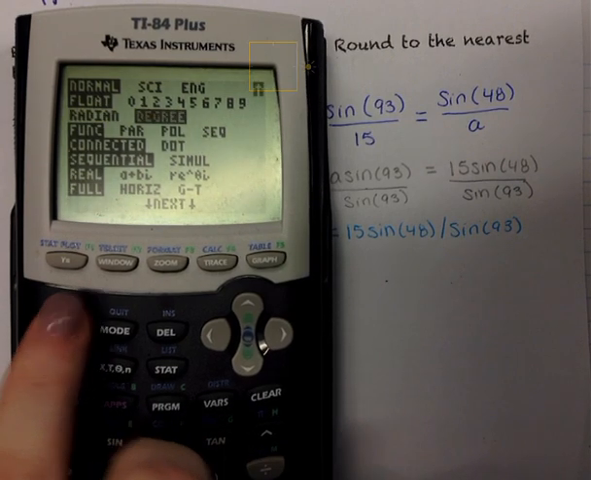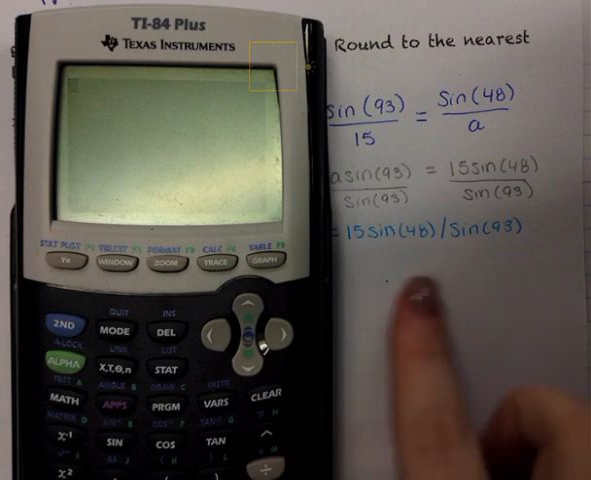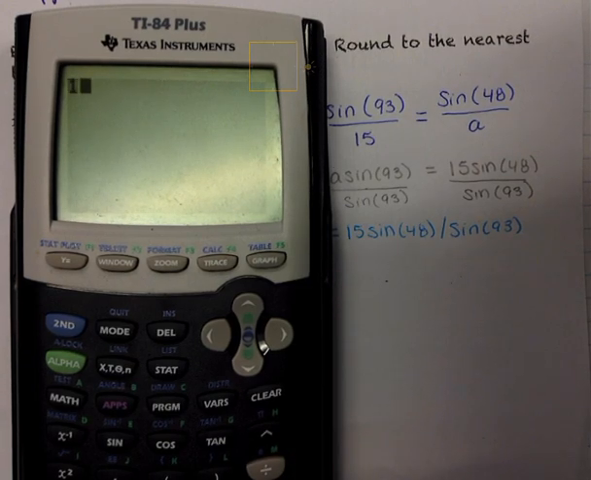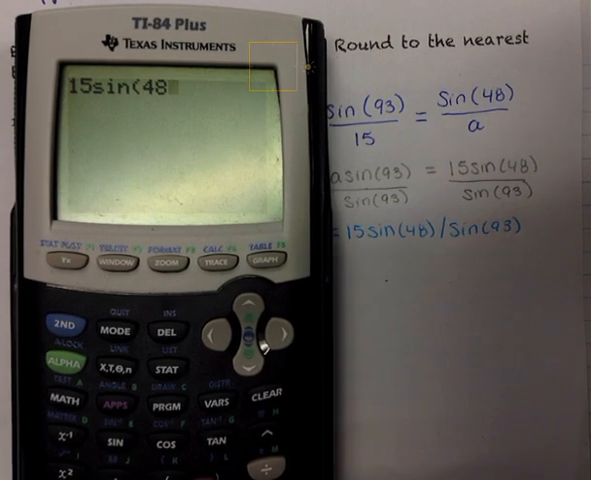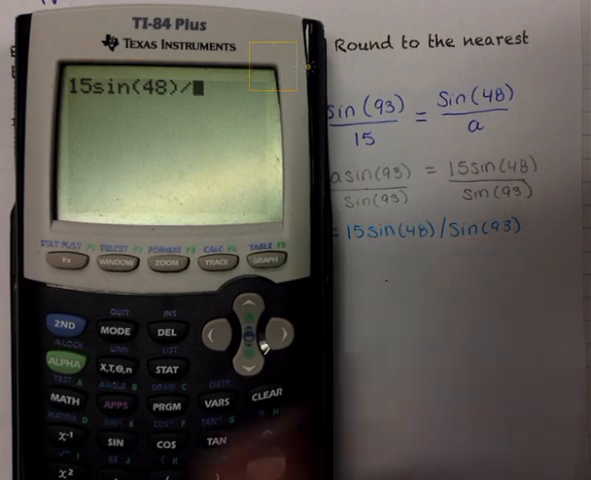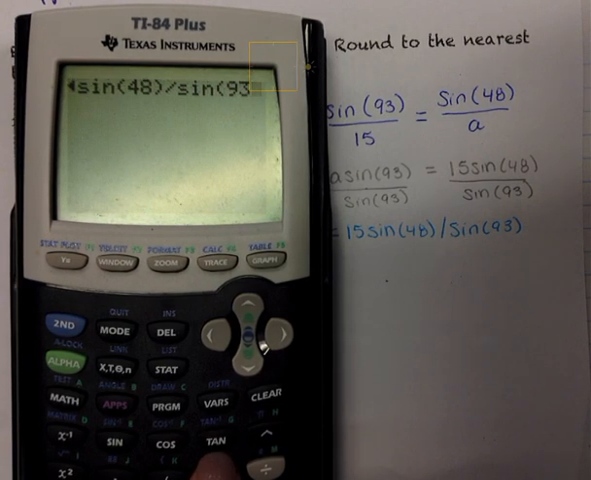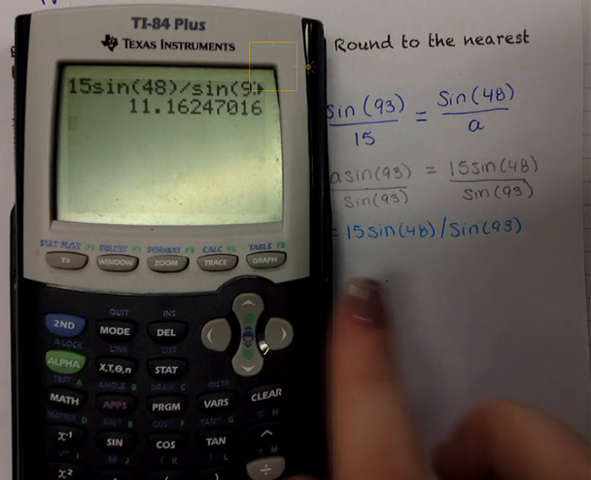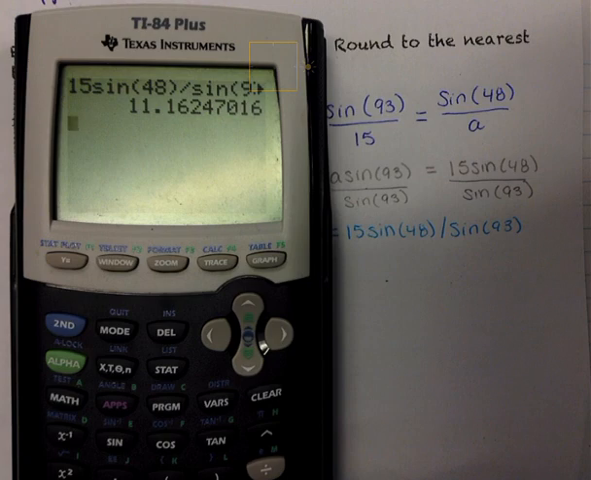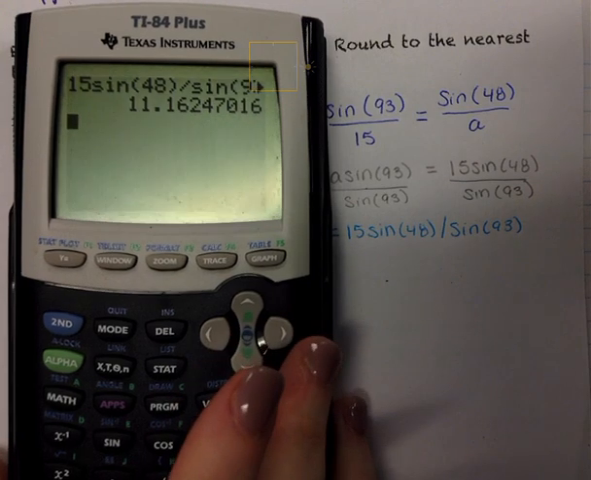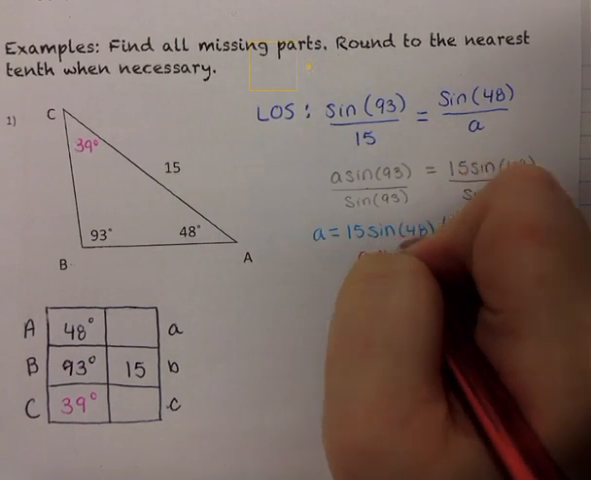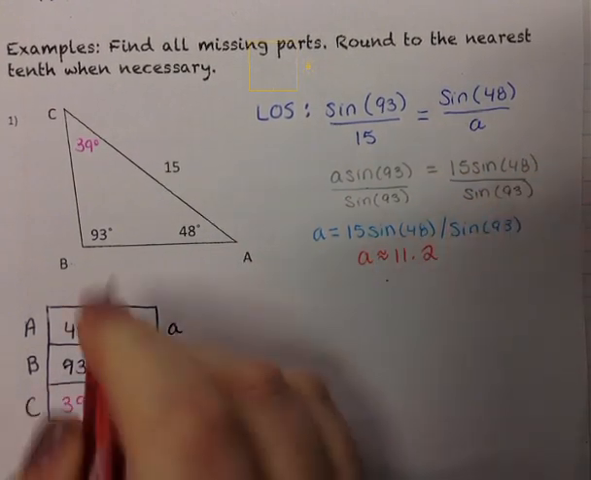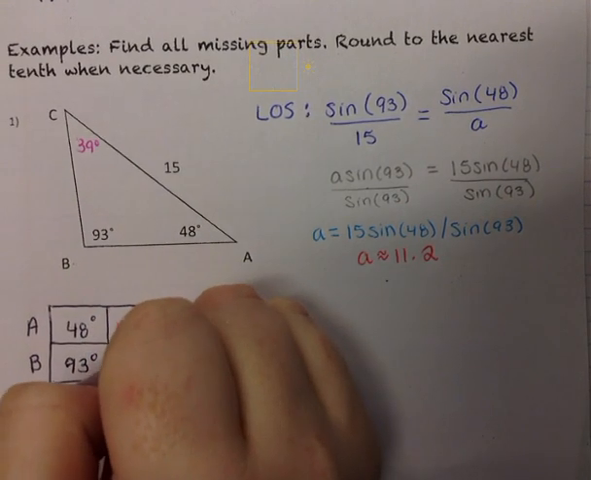So I can get out of this by doing second mode. Now I can type this in as I see it. So I have 15 sine 48. I do need to close my parentheses. Divided by sine of 93. I'm going to close my parentheses. Then I'm going to press enter. We're going to round this to the nearest tenth. So little a is approximately 11.2. So I can put little a as 11.2.